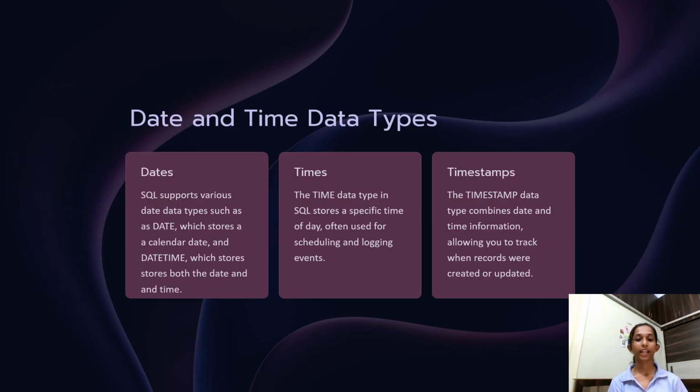Next comes date and time data types. Dates. SQL supports various date data types such as date, which stores a calendar date, and datetime, which stores both the date and the time. Times. The time data type in SQL stores a specific time of day, often used for scheduling and logging events. Timestamps. The timestamp data type combines date and time information, allowing you to track when records were created or updated.